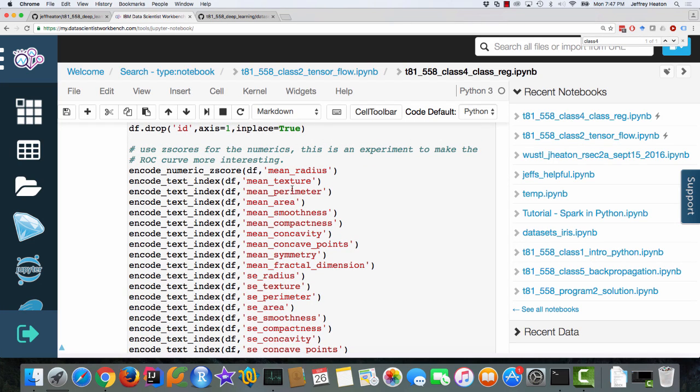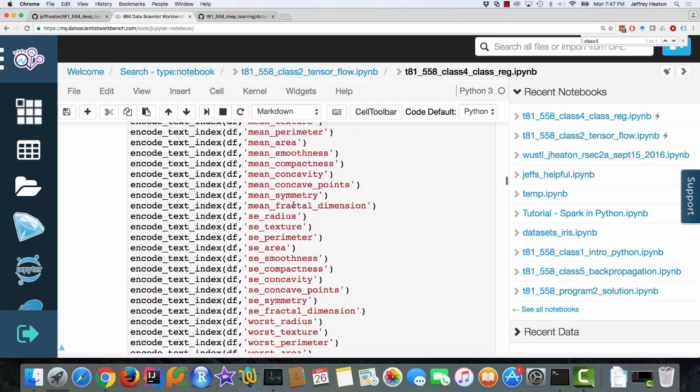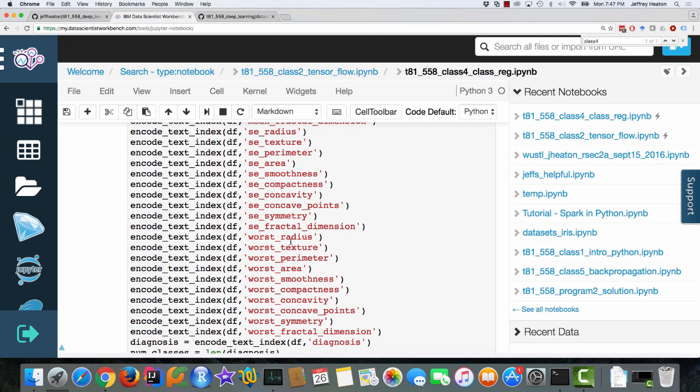I forget which of these are the most important ones. It's been a while since I looked at this data, but maybe mean area is really important. And the worst area. Maybe the difference between those two, the difference between the average area and the worst area, maybe adding that field in there might give the neural network some additional predictive power.